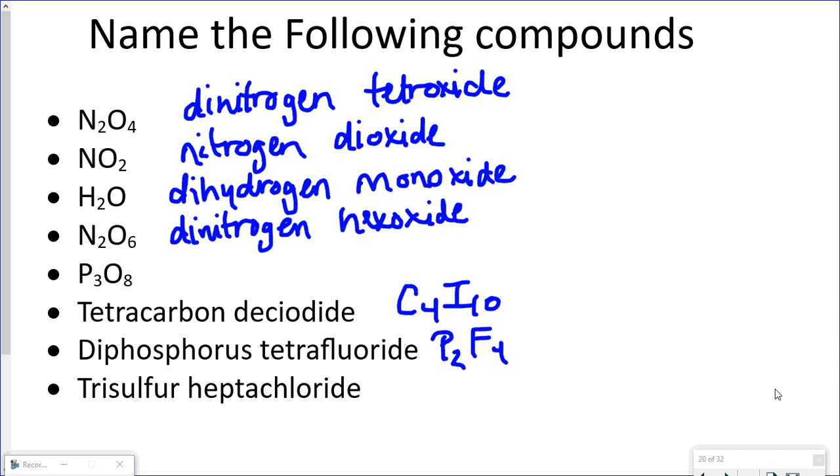In the meantime, let's go back to the one that you tried on your own, the P3O8. So P3 should be triphosphorus. O8 is going to be oxide.